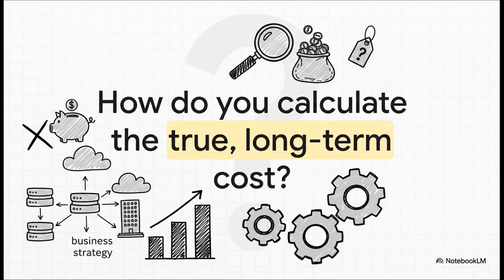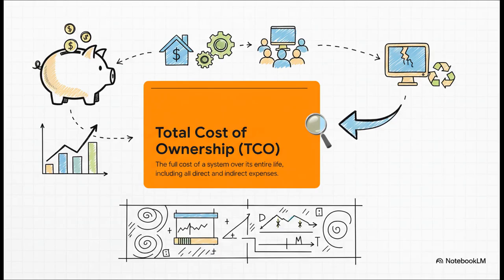And I'm not just talking about the sticker price you see on the invoice. So, how do you figure out the true long-term cost of bringing in a new system? The answer is something called total cost of ownership, or TCO. And this concept is absolutely critical.